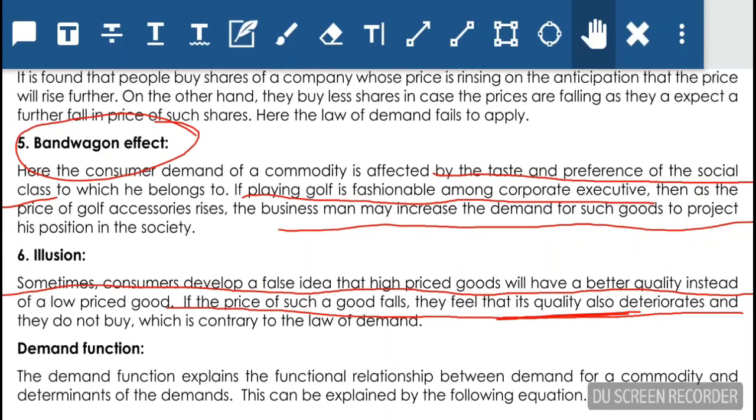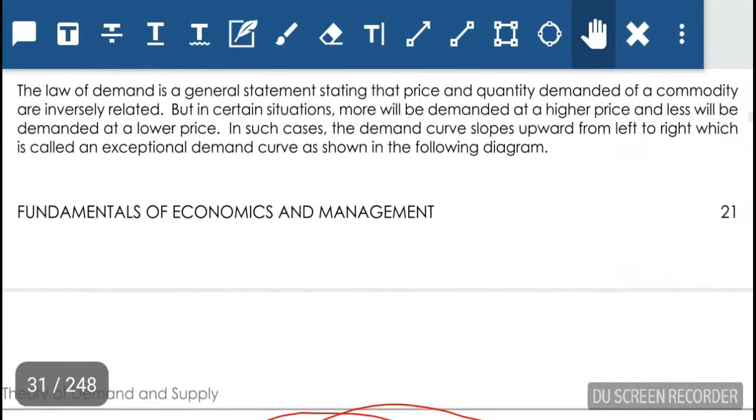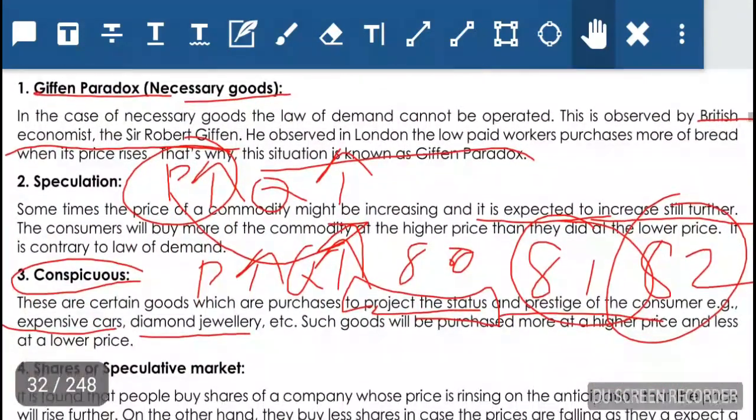So I hope you understood what demand is, the law of demand, why the demand curve slopes downward, and exceptions to the law of demand.